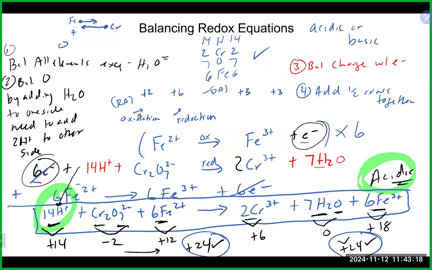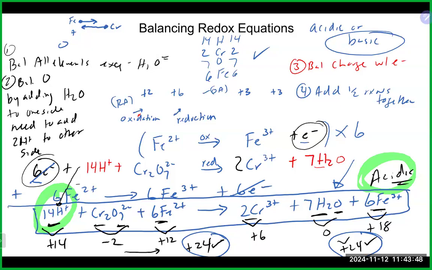So what we're going to talk about now is how you would balance this in basic conditions. There's a couple different ways you could do it. But frankly, the easiest way, if you do need to balance it in basic conditions, is to just do what we just did, which is balance it in acidic conditions. And at the end, after you balance it in acidic conditions, you then can turn it into basic conditions. So that's probably the easiest way to do it.